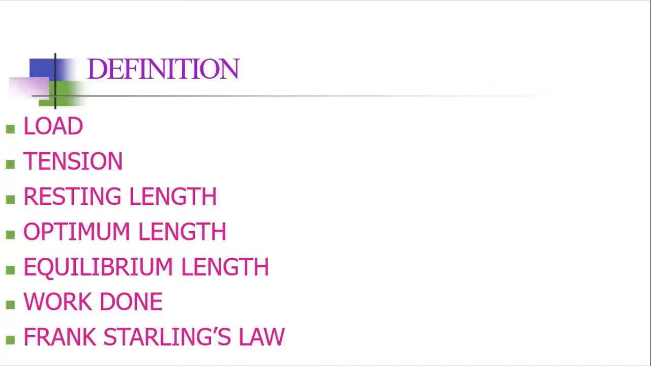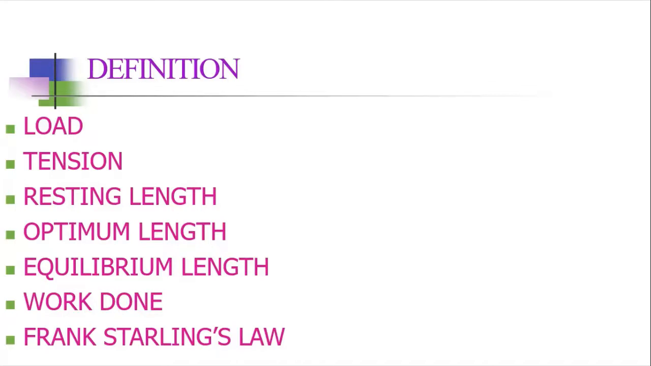The free load stretches the muscle passively, producing a passive tension across the muscle. This passive tension increases the force of muscle contraction in two ways: by increasing the initial length of the muscle, and by adding an elastic recoil force to the muscle during its contraction. So we have seen about load and tension. Resting length is the length of the muscle at rest. Optimum length is the length where maximum active tension is built up in the muscle.